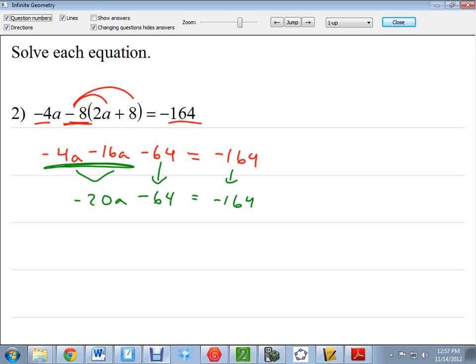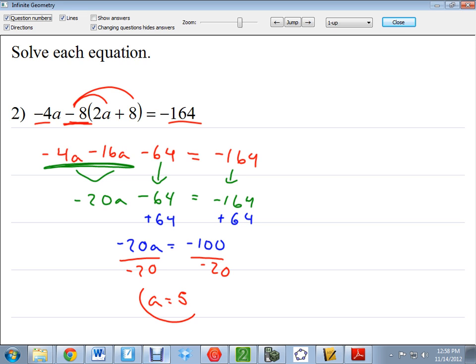Now this is an equation that is exactly like the equations that we've been solving for a long time. We need to get a by itself. What would you do? Add 64 to both sides. When I add 64 to negative 164, I get negative 20a is equal to negative 100. And then the last step would be to divide by negative 20. And this would get me a is equal to a positive 5. And that's how that problem works.